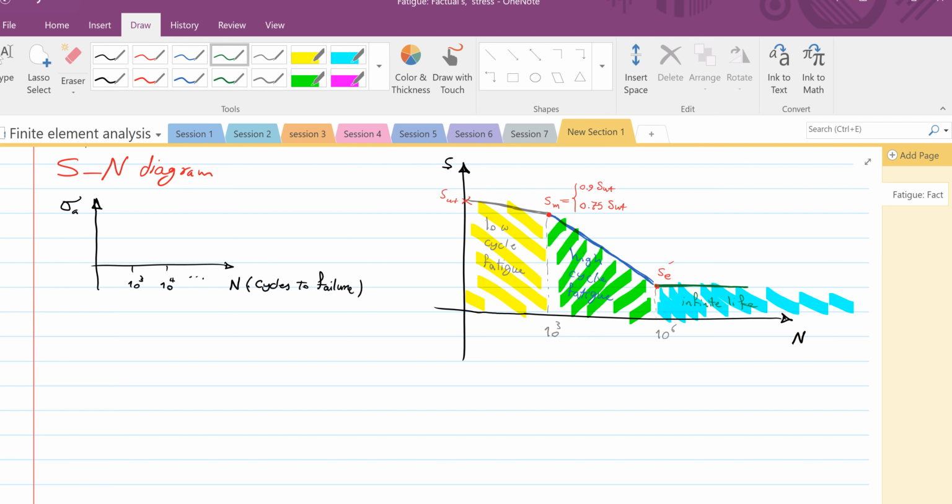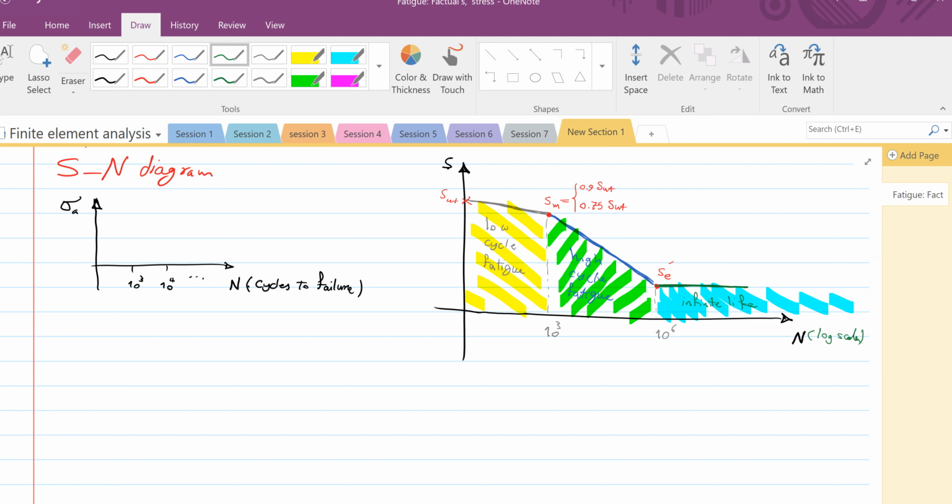Okay, let's see what else I can add to this. So let's not forget about this one. Usually it's a log scale. As you can see here, 10 power 3, 10 power 5, 6. We change like that.